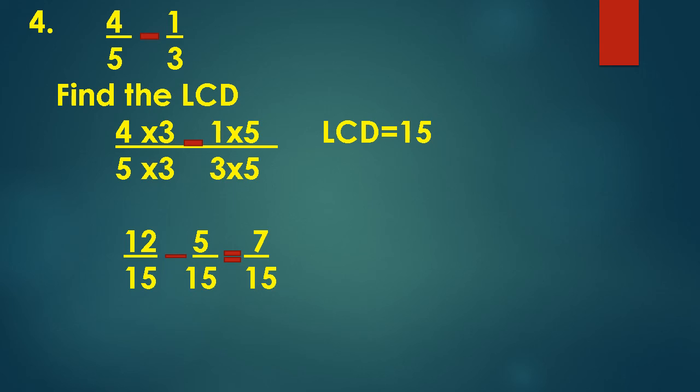And 1/3, the equivalent fraction is 5/15. So 12 minus 5 is equal to 7, and copy the denominator 15. So the final answer is 7/15.